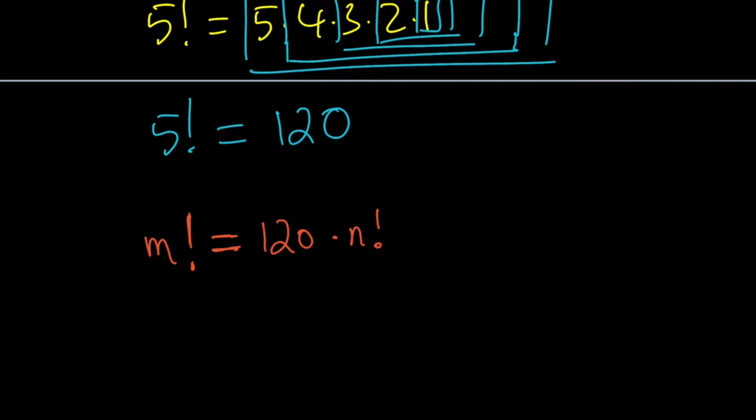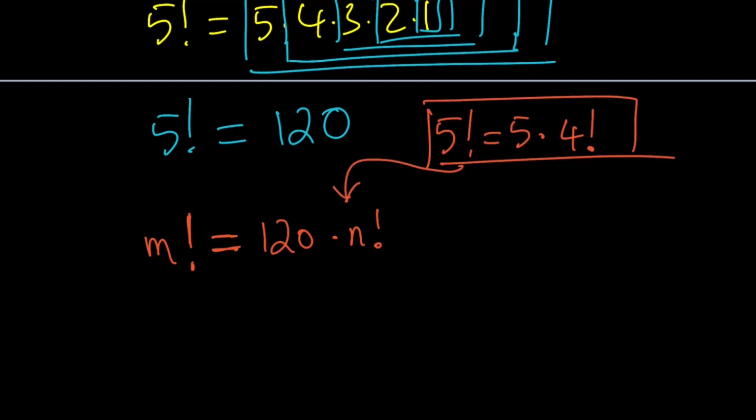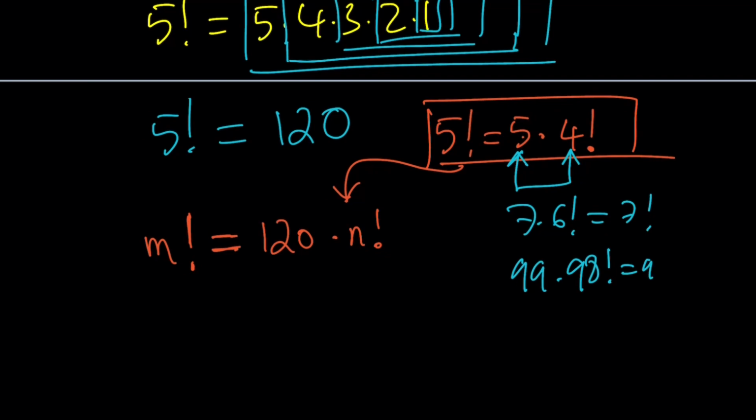So here's what it is. Remember, we said that 5 factorial contains 4 factorial. How is that possible? Well, 5 factorial can be written as 5, 4, 3, 2, 1, but 4, 3, 2, 1 can be written as 4 factorial. So we can basically replace that with 5 times 4 factorial. And that's exactly something that we have here. Look at this. An integer multiplied by a factorial becomes another factorial, as long as these two numbers are consecutive. Exactly. So like 7 times 6 factorial is 7 factorial, 99 times 98 factorial is 99 factorial, and so on and so forth.